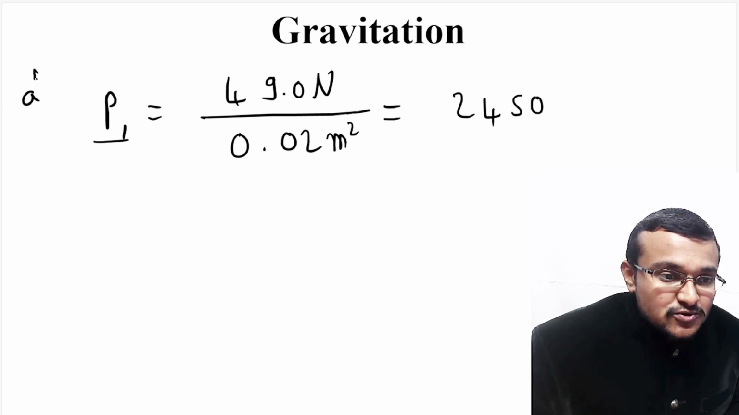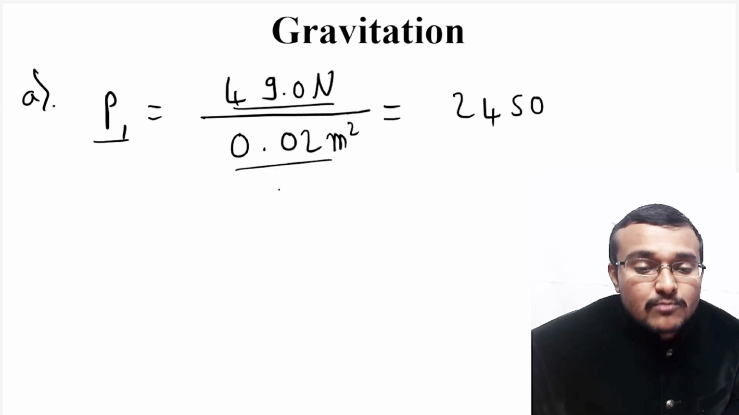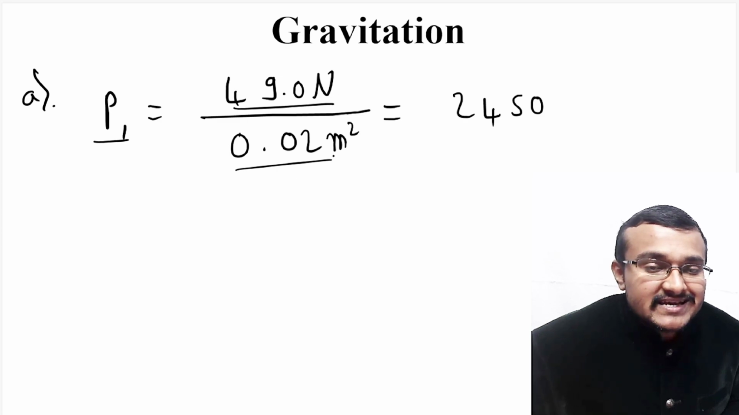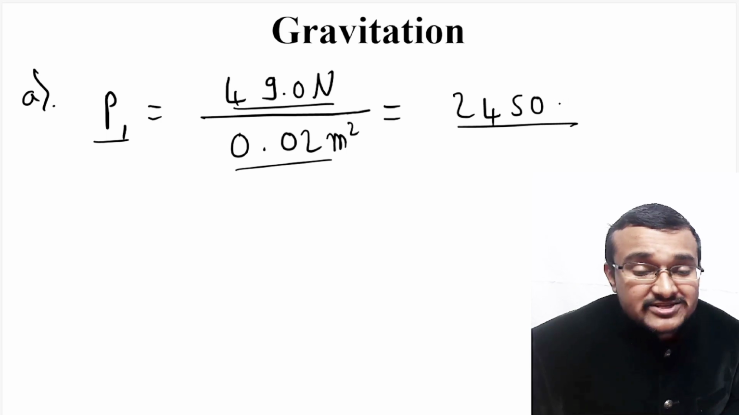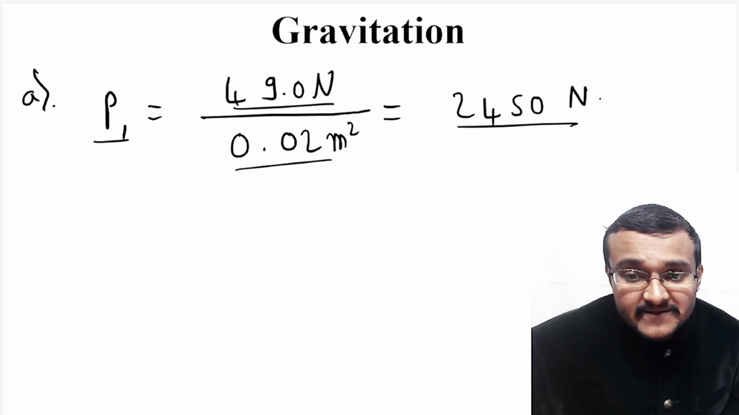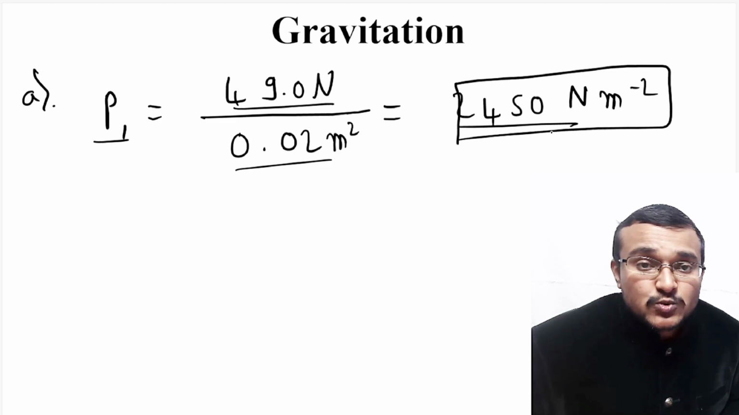So pressure P1 is 49 Newton divided by 0.02 meter square, since the area is 0.02 meter square. 49 divided by 0.02 will give you 2450, that is 2450 Newton per meter square. Pressure is always measured in the SI unit Newton per meter square.